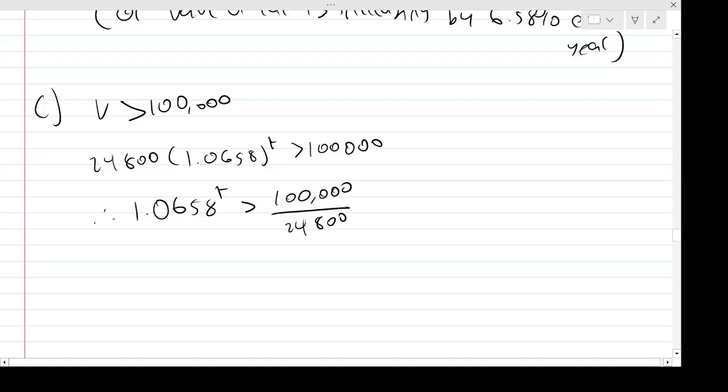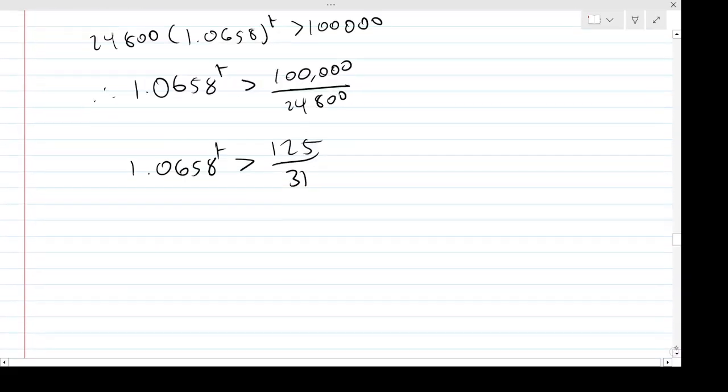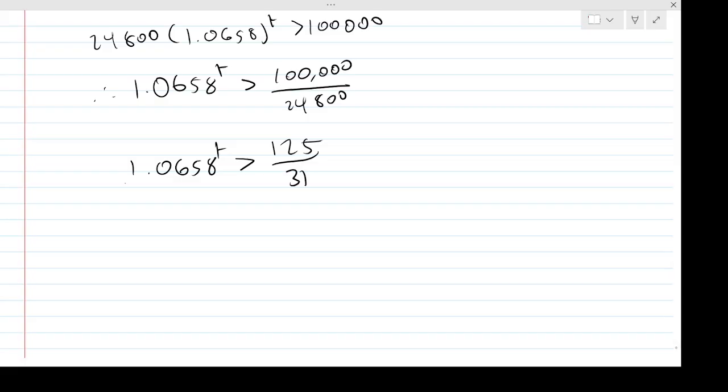Yes, this is equivalent to 1.0658 to the t is greater than 125 over 31. Now I can take logs. Actually, let's just take logs first. So again, we could take logs. So log of 1.0658 to the t is going to be greater than log of 125 over 31.